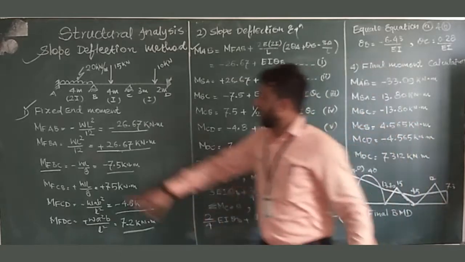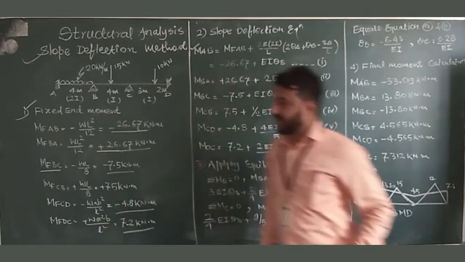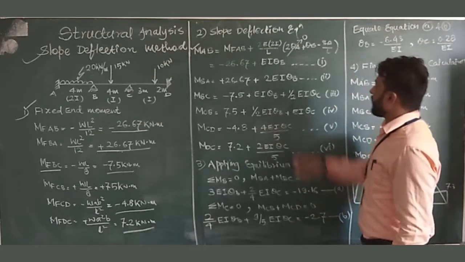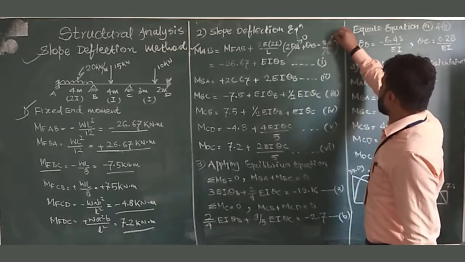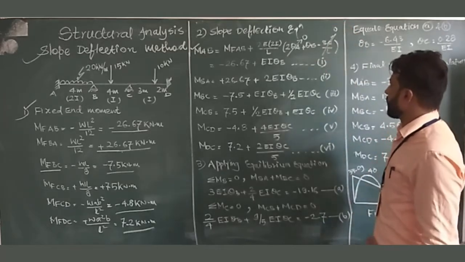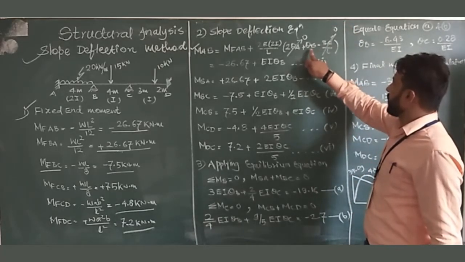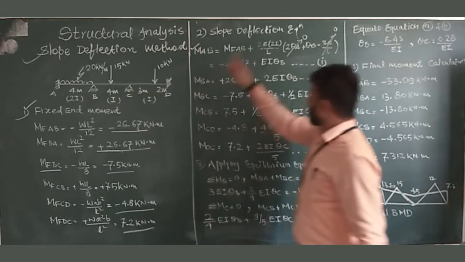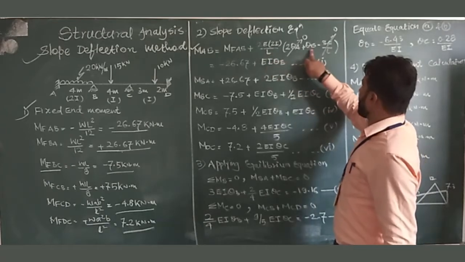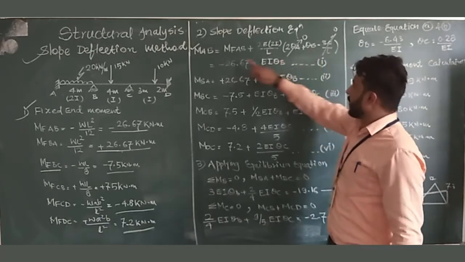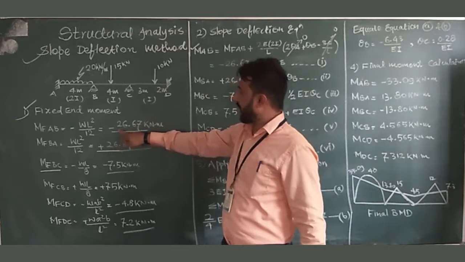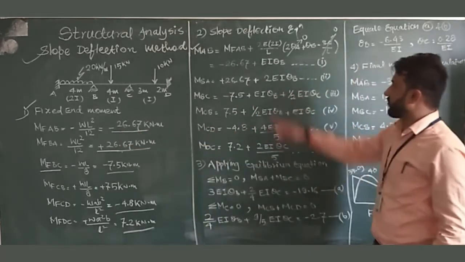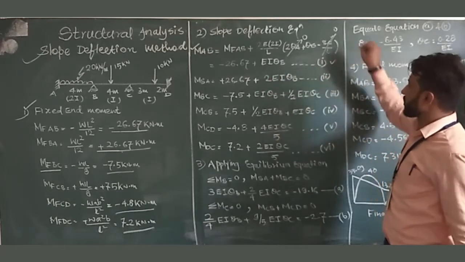You can see here that A support is a fixed one, due to which theta A will be 0, and there is no deflection, so the 3 delta by L value will also be 0. So the equation will be equal to theta B into 4 divided by L, where L is 4. So 4 by 4 is 1, so this will be 1 EI theta B. And the fixed end moment AB we have calculated, that is minus 26.67. So the final equation will be equal to minus 26.67 plus EI theta B. This is equation number 1.